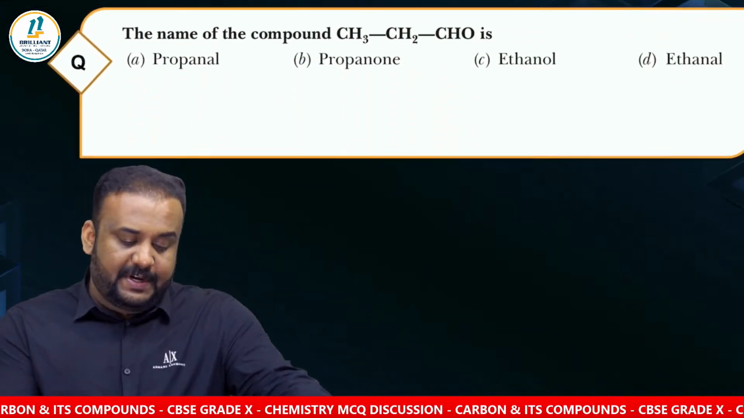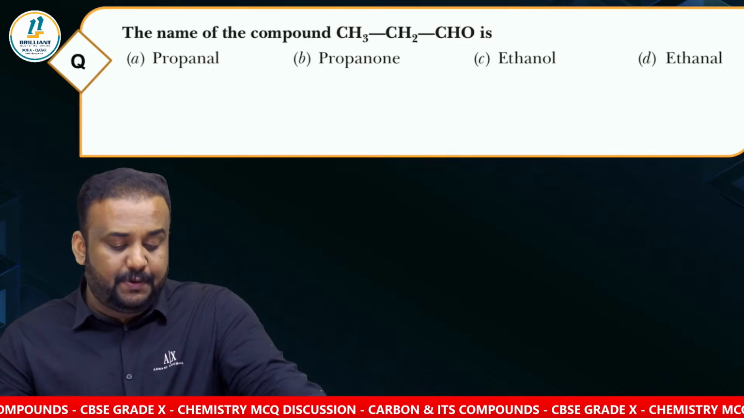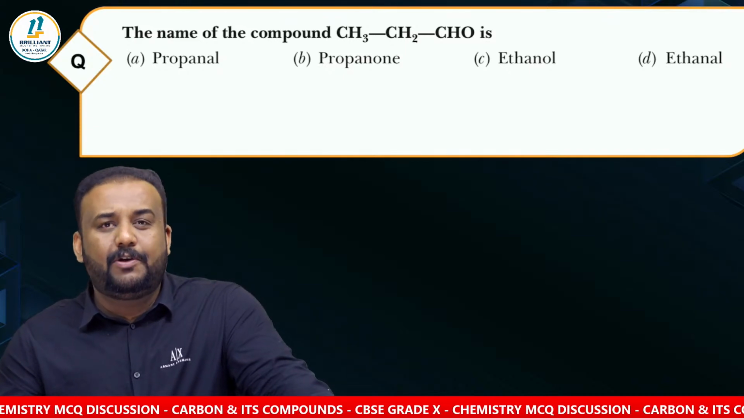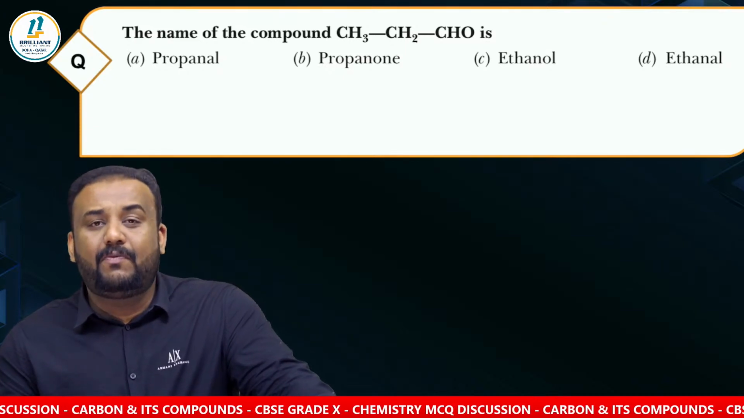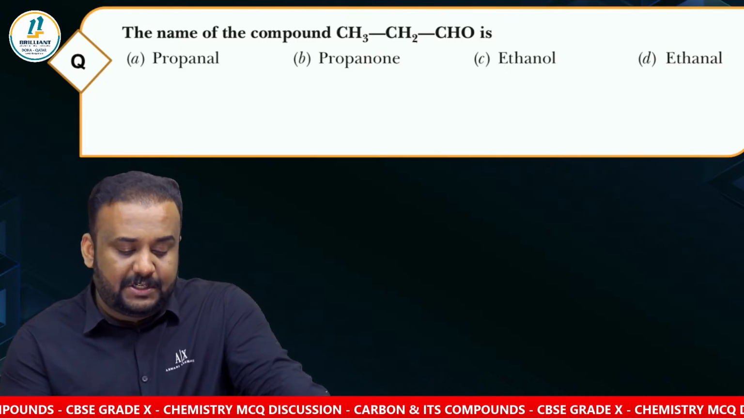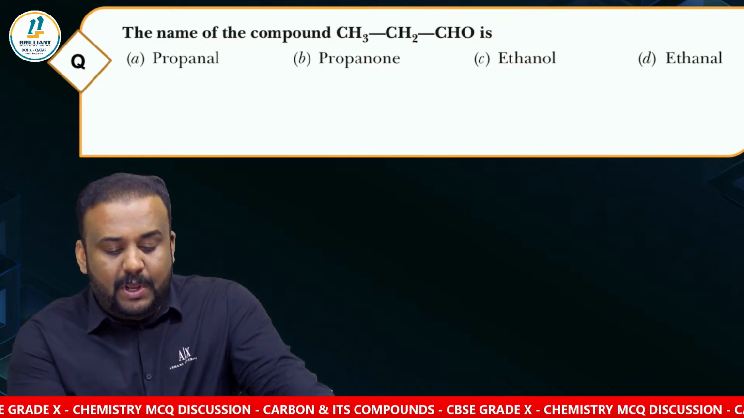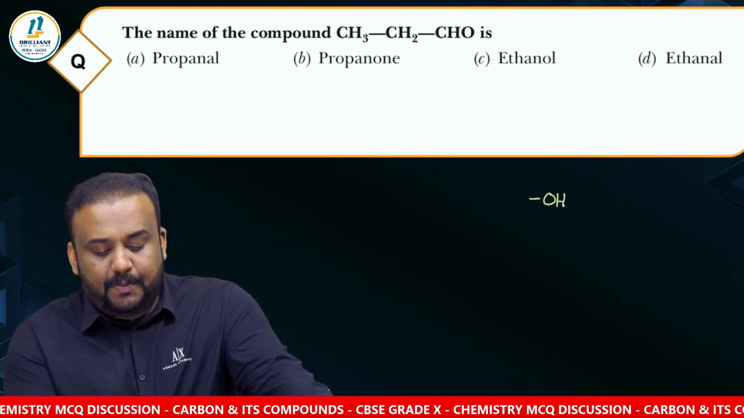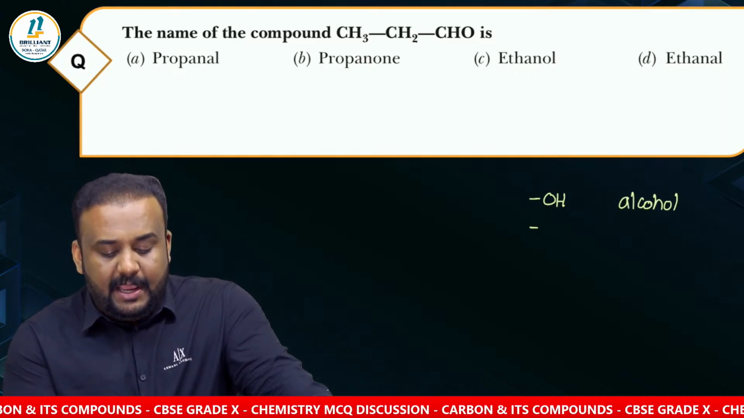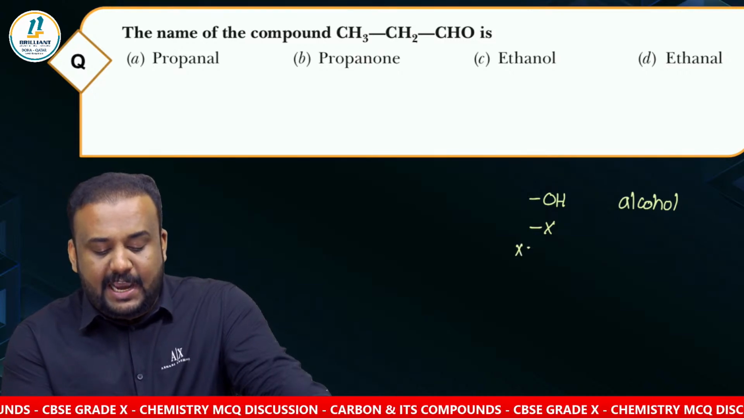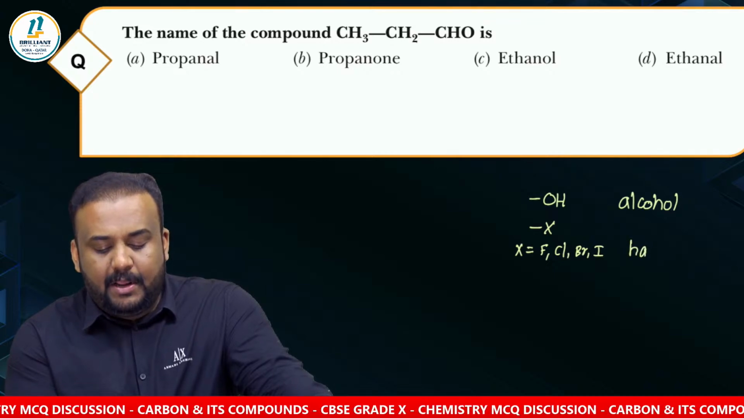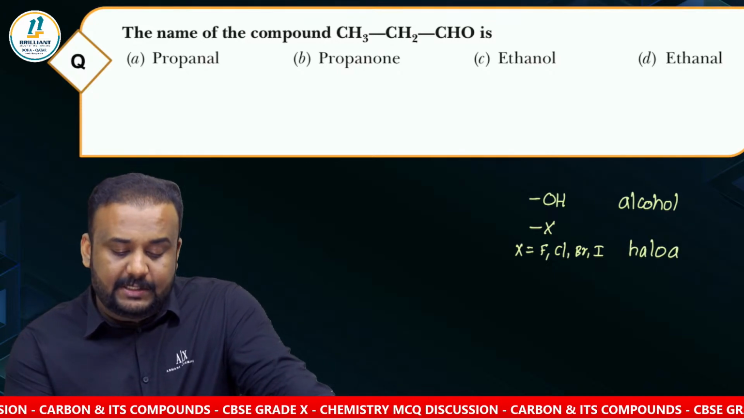Now the next question: the name of the compound CH3CH2CHO. See, definitely you're going to get one question related to IUPAC nomenclature, especially with a functional group. So everyone is supposed to identify the functional groups clearly. As you know, the functional group OH is known as alcohol. Then if you have a halogen attached, which can be fluorine, chlorine, bromine, or iodine, such compounds are called haloalkanes.